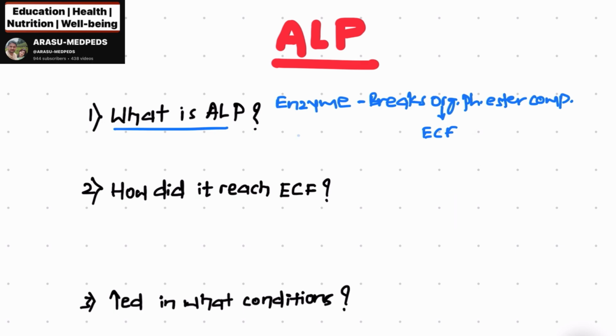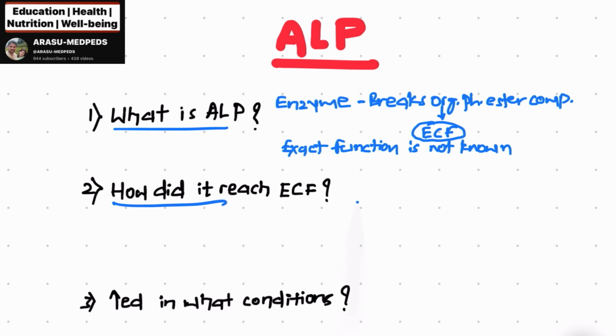But the thing is, its exact utility is not known. The exact function is unknown, because how breaking down of these compounds helps our body is not yet known. But we got to know that the alkaline phosphatase enzyme is there in the extracellular fluid. So how did it reach the extracellular fluid? What are the sources of this enzyme?